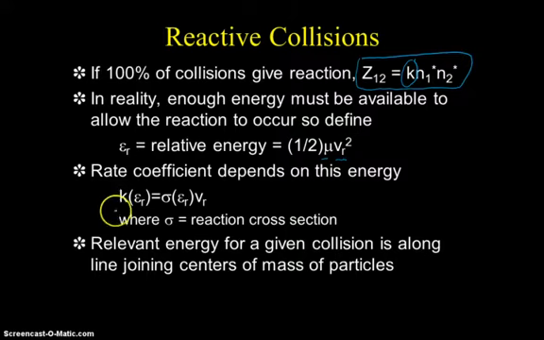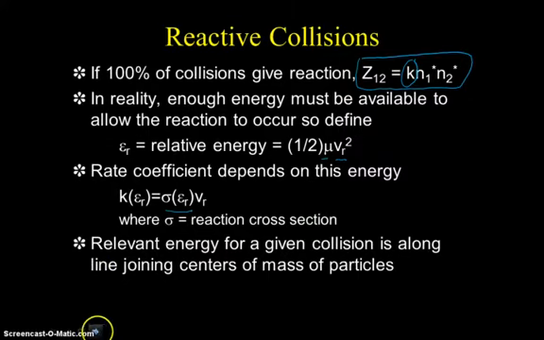So the rate coefficient is going to be given by sigma, which is the reaction cross-section for a given relative energy, multiplied by v_r, which is the relative velocity. So in order to figure out what this function ought to be, we can consider the relevant energy for a given collision that occurs along a line joining the centers of mass of the particles.